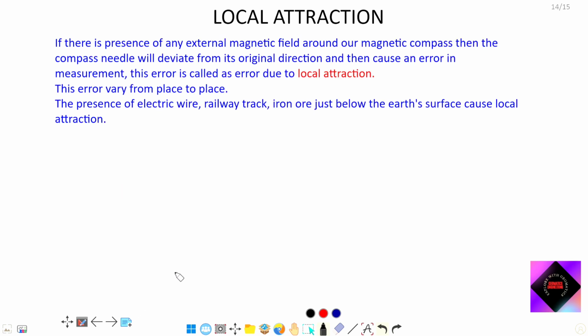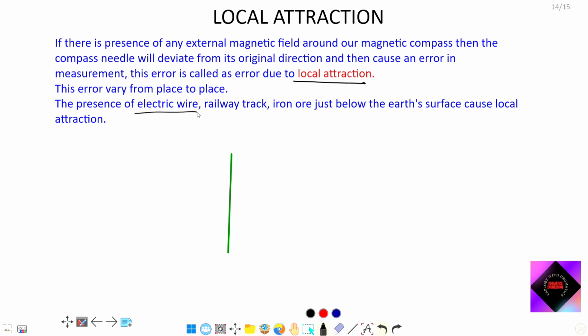Next and last, that is local attraction. What happens in angular measurement if we take a compass and move to some place? In the compass, a magnetic needle, a magnetic north and south needle, is given. We will see that this needle will vibrate too much if we take it near an electric pole or a railway line. It will vibrate too much and move frequently, and due to this vibration or deviation our reading gets an error. This error is called error due to local attraction. It is a local property, hence it is called error due to local attraction.